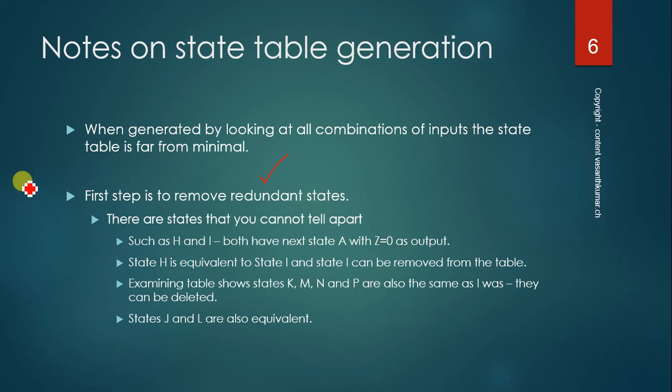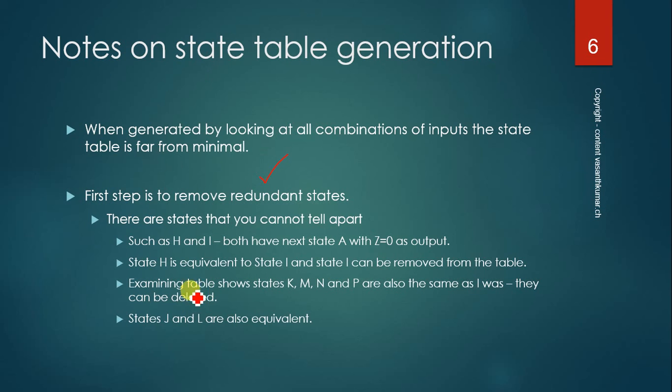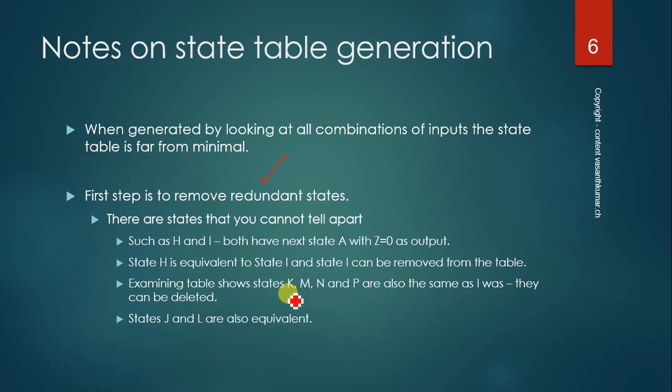Now after examining the table, we have some states which can be deleted, that is K. Let us assume the state K. What is K? K is giving the same redundant state similar to that of H and I. M is also giving the same redundant state, which looks just like H and I. What is the other thing? N. N is also producing the same output. P is also producing the same output, right? So in these cases all these 4 states can be completely eliminated: K, M, N and P, right?